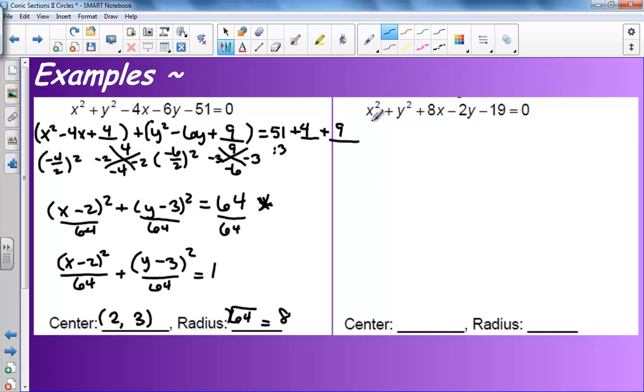Alright, second example, then we're going to do the exact same thing. So I'm going to group together, so I have x squared plus 8x. And I'm going to add my b over 2 squared here.